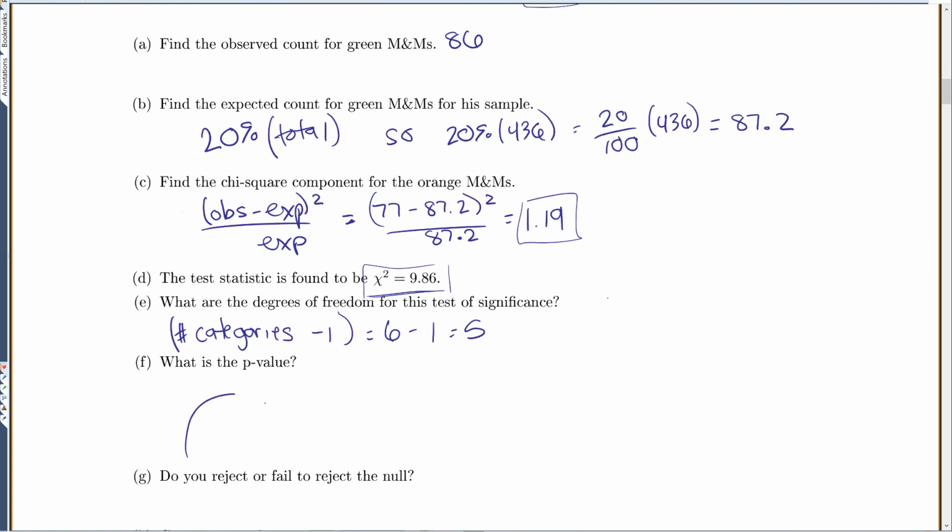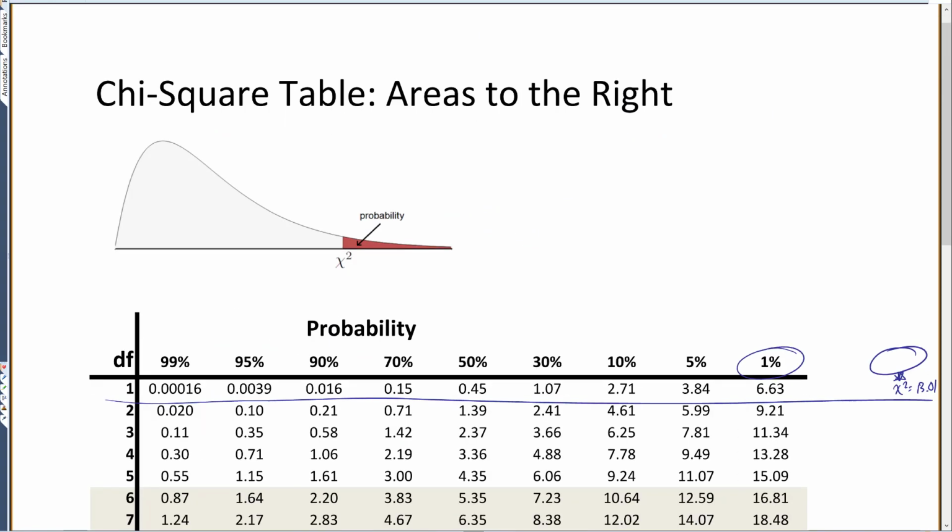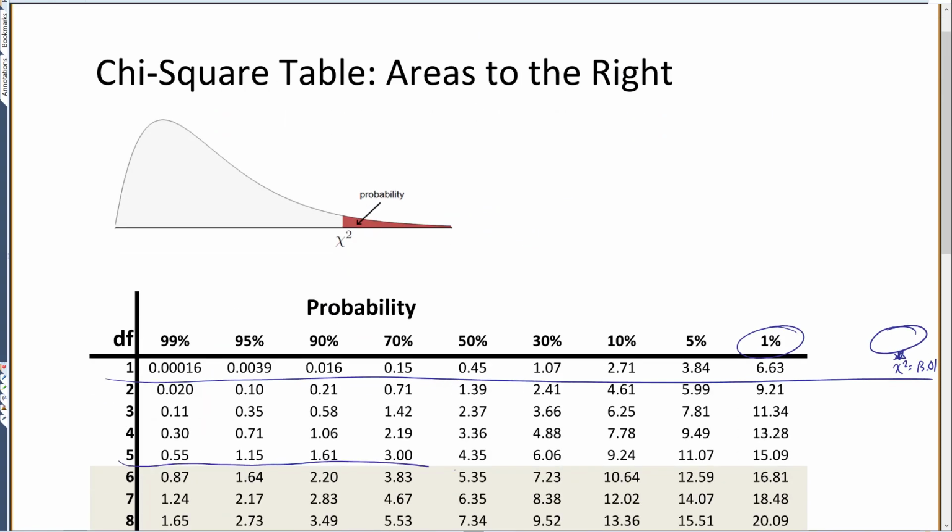What is our p-value? Well, it's always going to be a right tail test because chi-square tests are always right tail tests. So look for the right tail. We have 5 degrees of freedom. Here's our chi-squared equals 9.86. Let's see, 5 degrees of freedom. We're looking for 9.86, which should be about here. So it looks like we're between 5 and 10%.